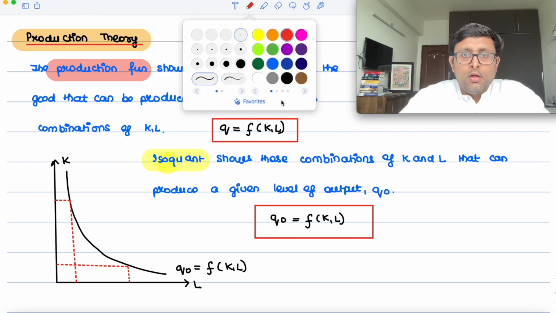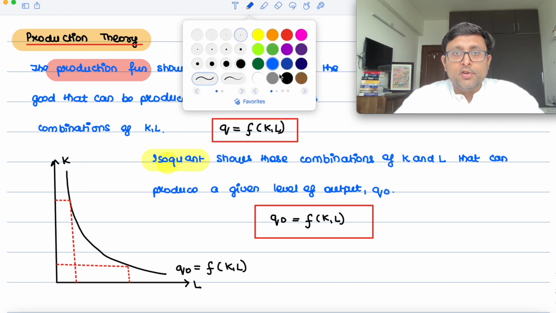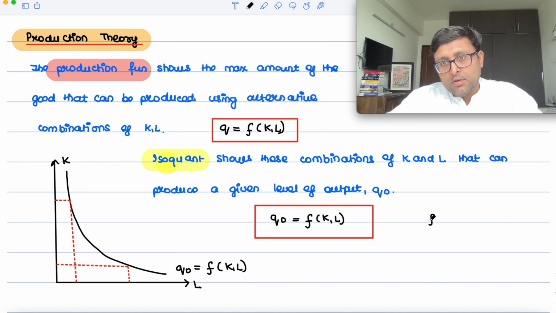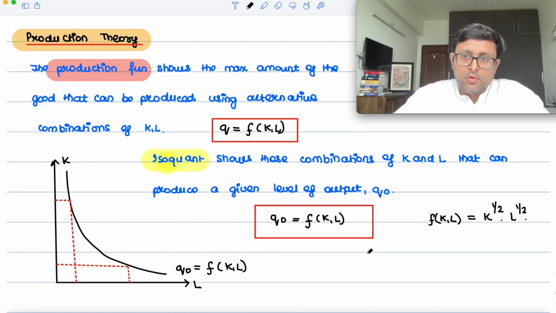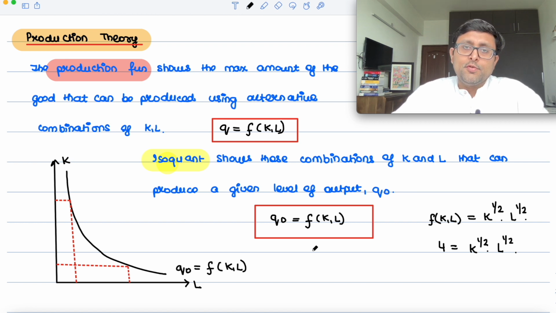Now, let's say you have the production function like this: F of K, L is equal to K to the power half, L to the power half. This is a production function which is given to you. Now, if I say that you want to produce 4 units of output, so this becomes an isoquant. So for a given level of output, I want to produce 4 units of output. What are the different combinations of capital and labor which can produce this level of output? That's one thing.